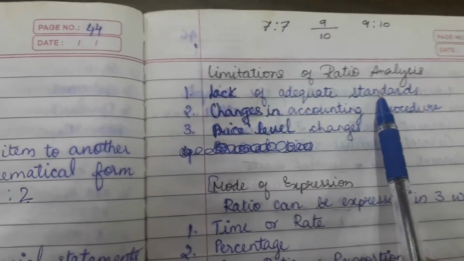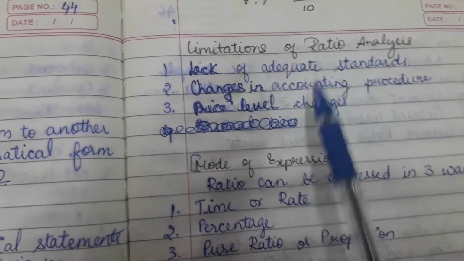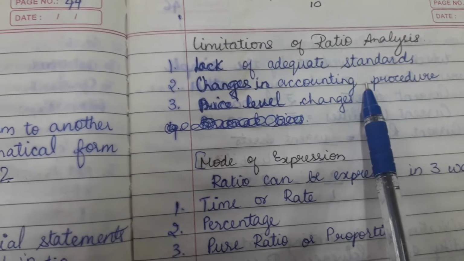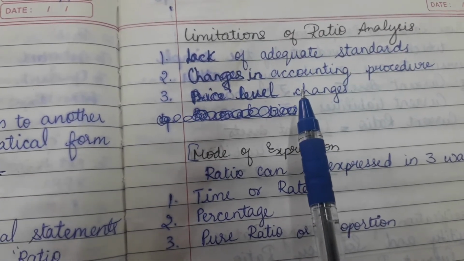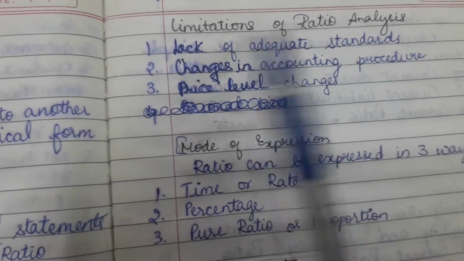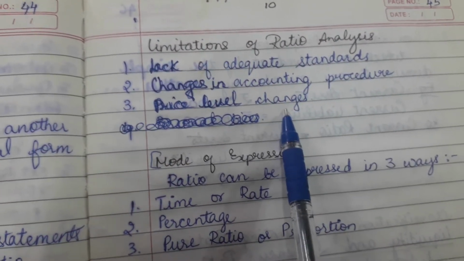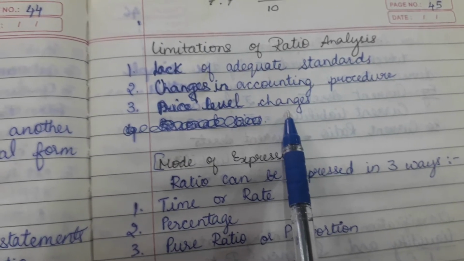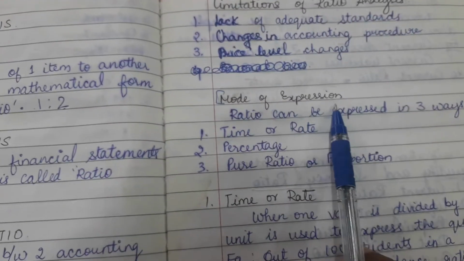Now, what are the limitations of ratio analysis? Lack of adequate standards; there are no adequate standards given by anyone, so it is a judgmental way. Changes in accounting procedures: first it was T form, now it is in vertical form, so procedures keep changing. Price level changes: because of fluctuations and inflation there will be a price level difference from one year to another year.